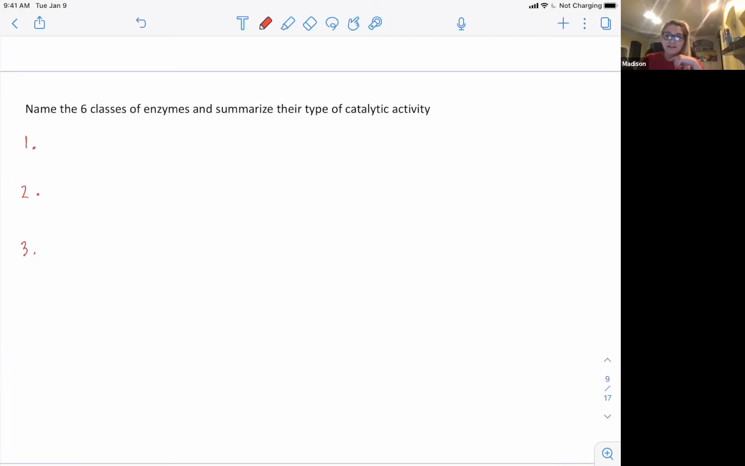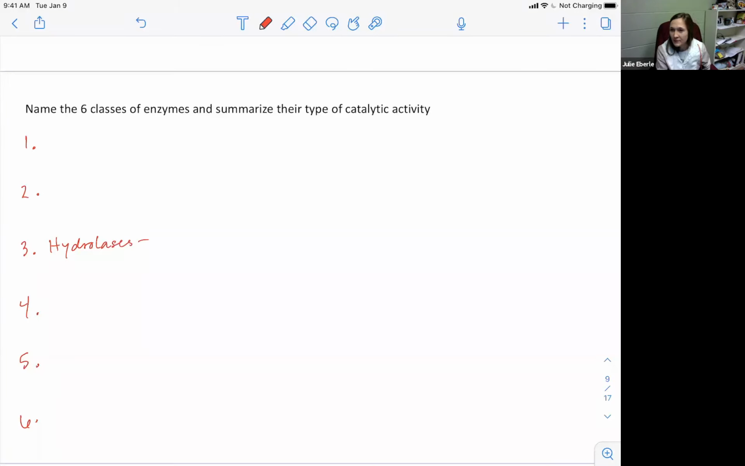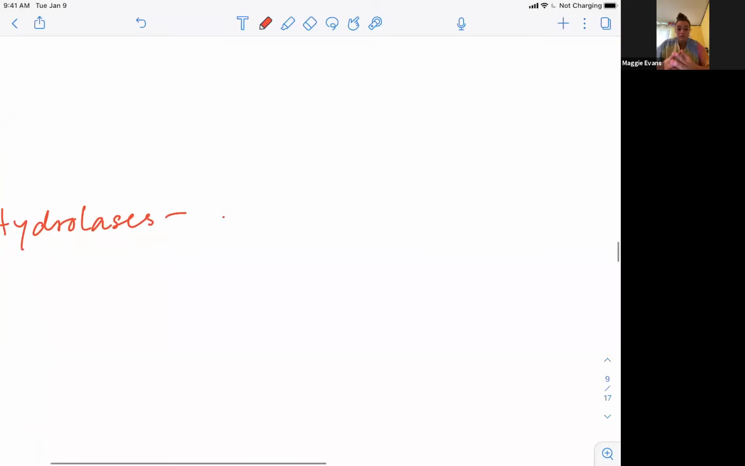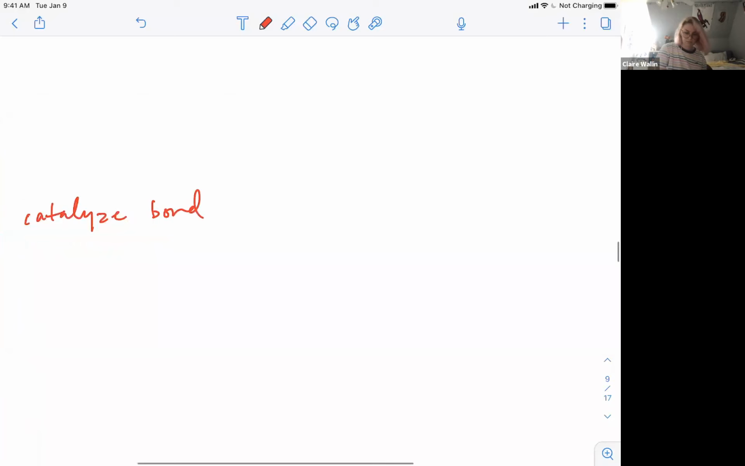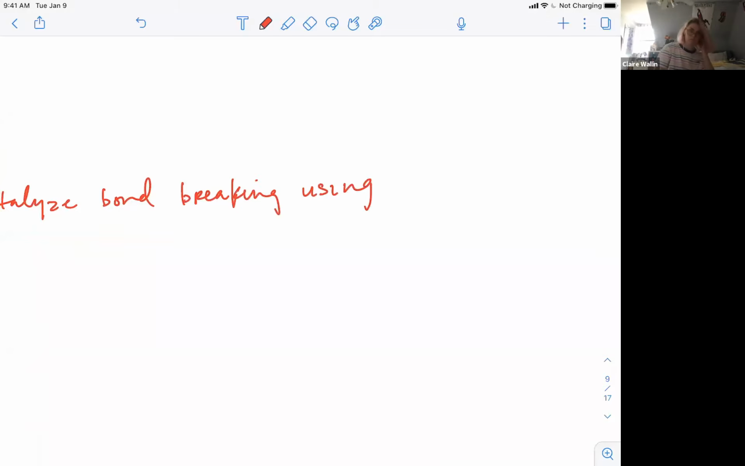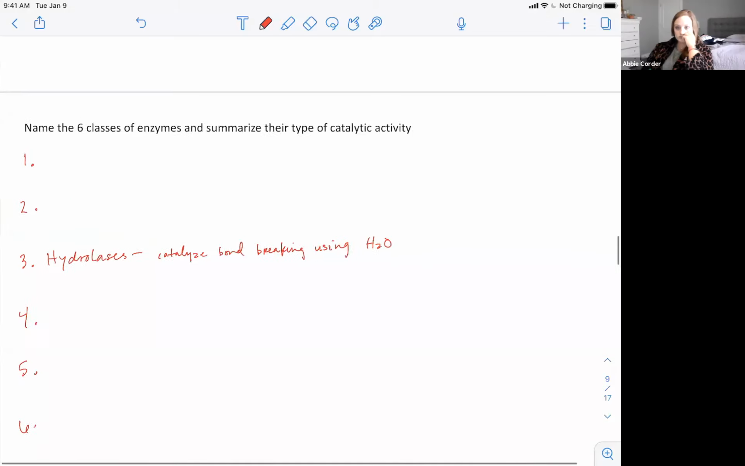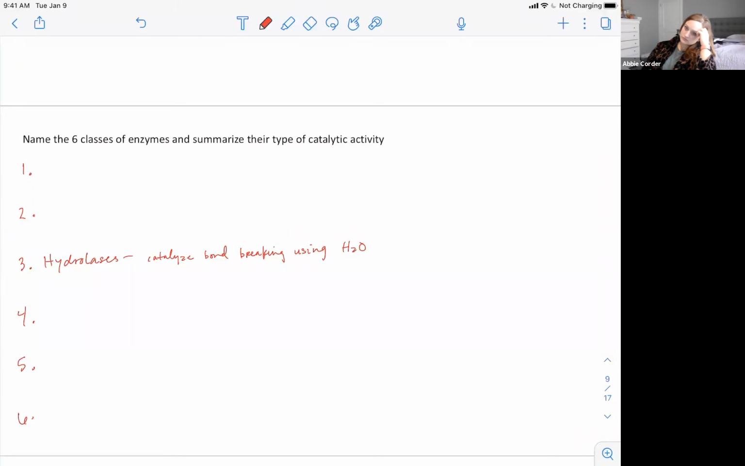I remember hydrolase. Okay. What do they do? Anybody remember? They break up the reactant by adding water. Yeah. And the product, 2 things. So they catalyze hydrolysis reactions.